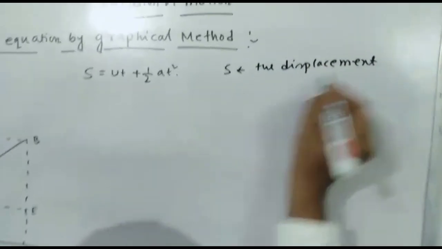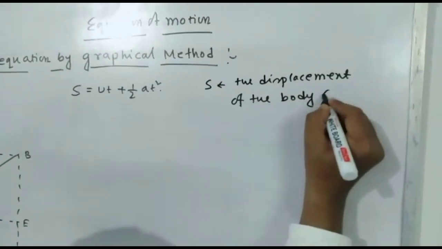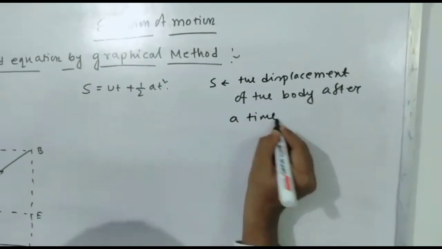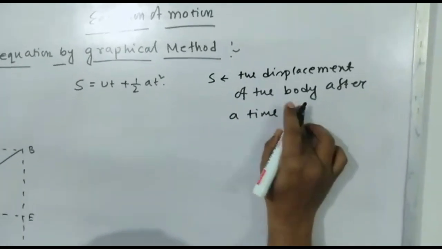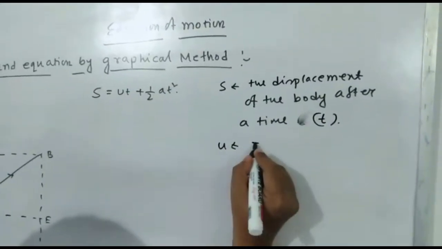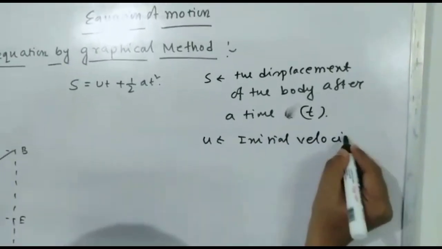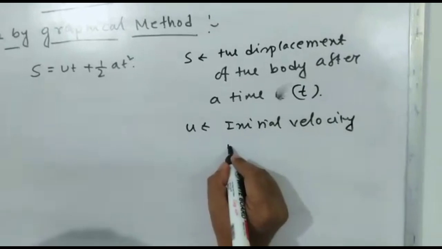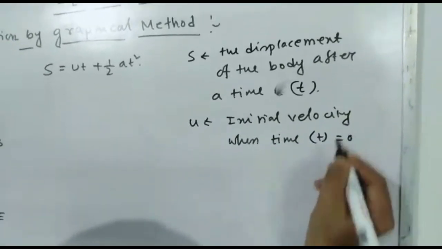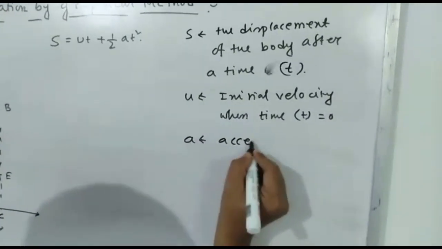displacement of the body after a time t. Okay, and u is what? U is the initial velocity when time t equal to 0, students, and a is what? A is acceleration.